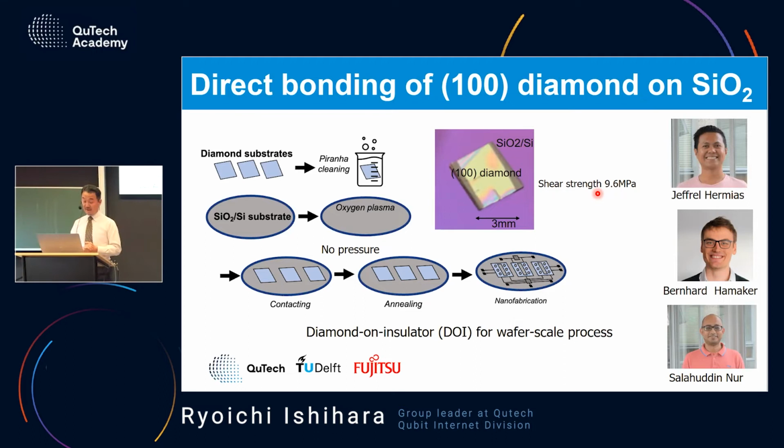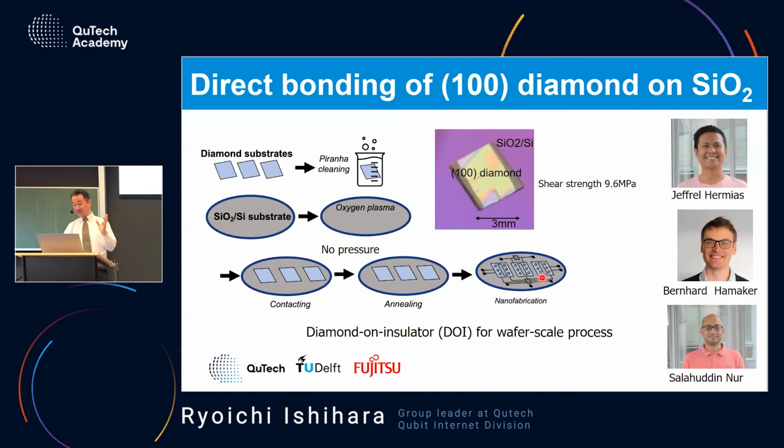So the idea is that we prepare a quasi large high quality diamond wafer by bonding many diamonds, and proceed with applications. JFL got a master's thesis with this technology, and Bernard is now studying as an intern. And Saturday is going to make an application using this substrate. So this is one of our projects.